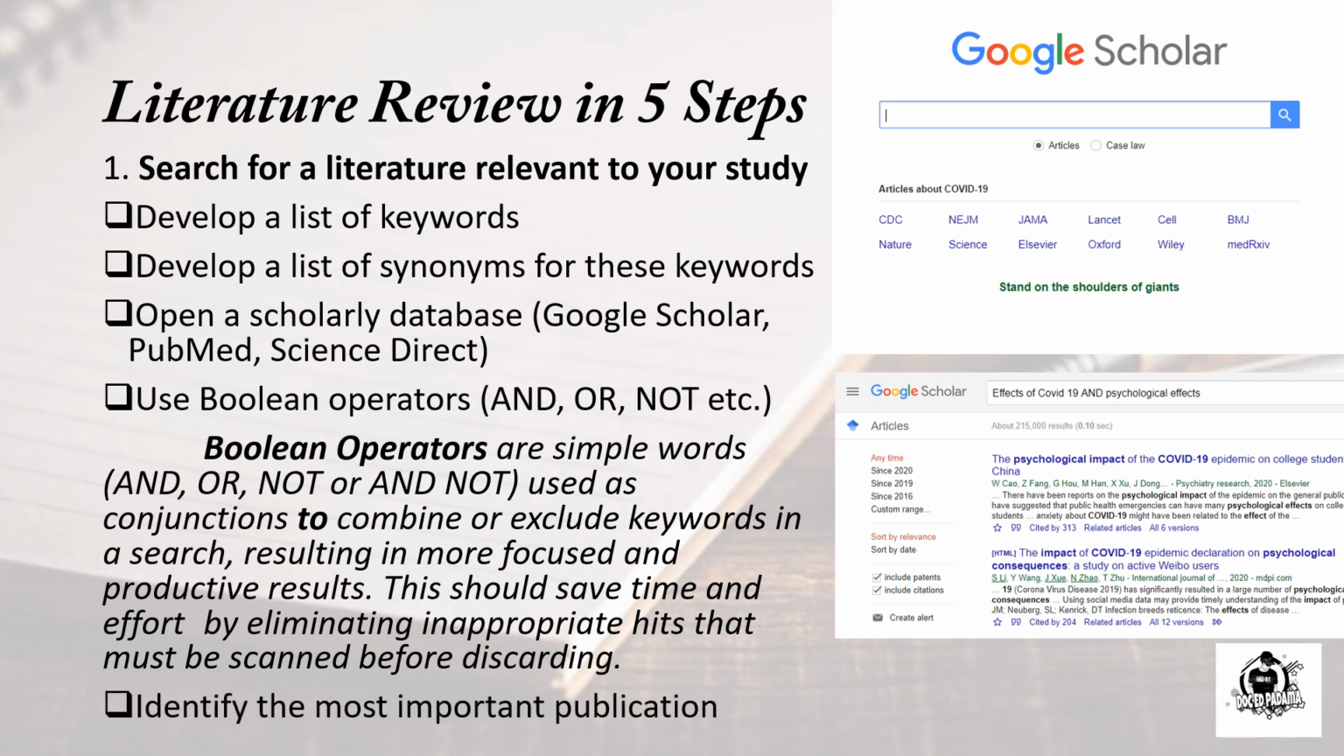And last is to identify the most important publication from the hits that you were able to get when you used the Boolean operators together with your search. From the hits found by the Google Scholar, an outline of the available studies will be displayed at your screen. You can now easily distinguish and identify the most important and relevant literature.